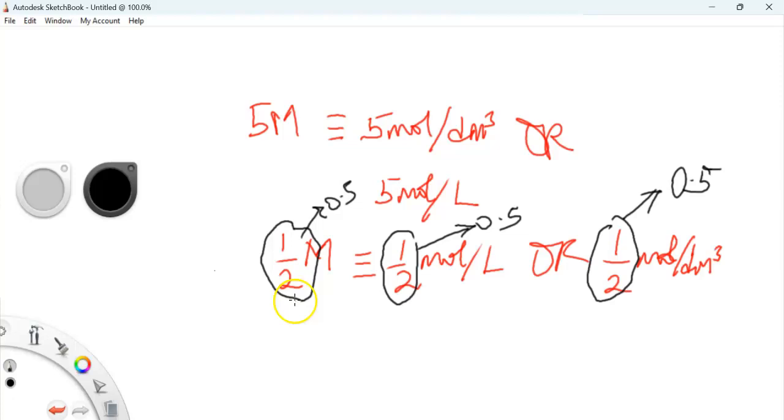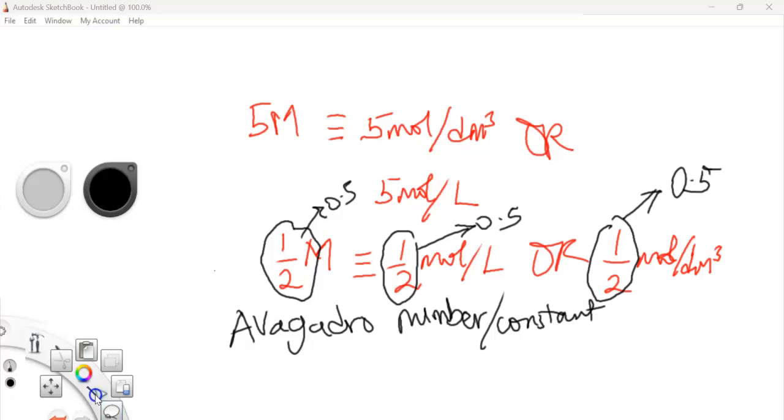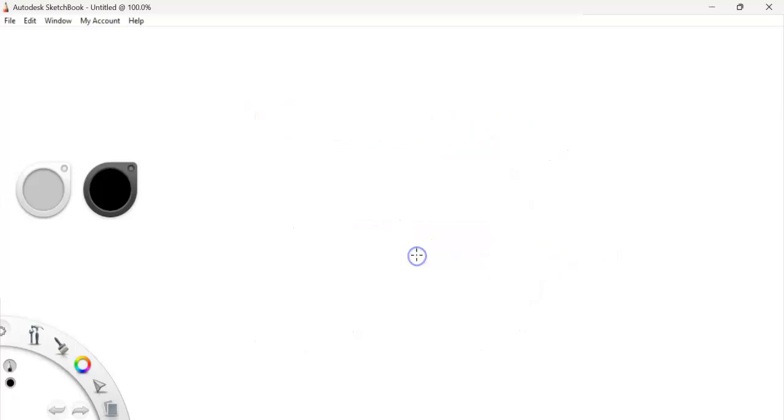Then the last one, which is the basic concept, is Avogadro. In my first class, I taught all these things, that's why I'm not going deep into them again. It's either you call it Avogadro number or Avogadro constant. So if we want to talk about this Avogadro number, what is it all about?